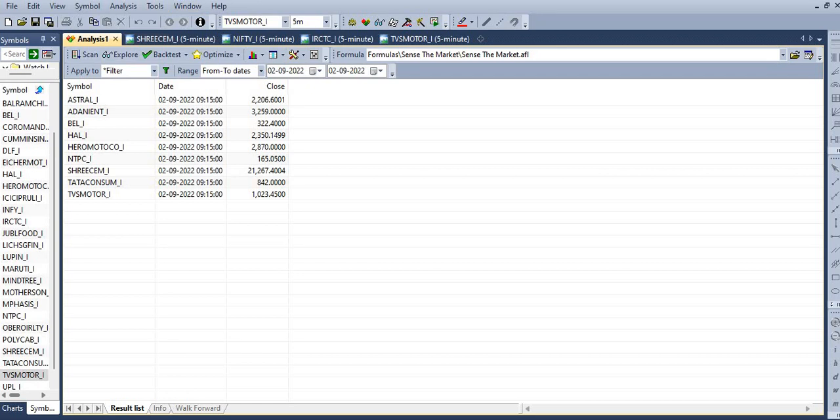Also, if you want to know more about this Amibroker scanner, I will teach you. I will tell you how exactly it works.